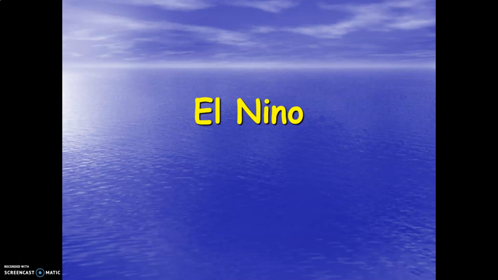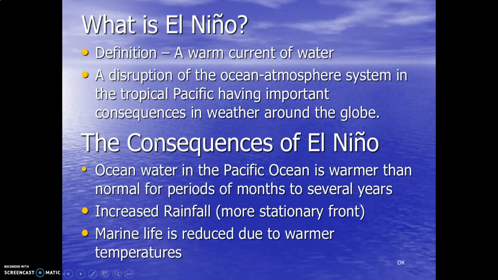For TEK 8.10c, we will discuss El Nino and hurricanes. So let's start with El Nino. So what is El Nino? It is a warm current of water, a disruption of the ocean atmosphere system in the tropical Pacific, having important consequences in weather around the globe.